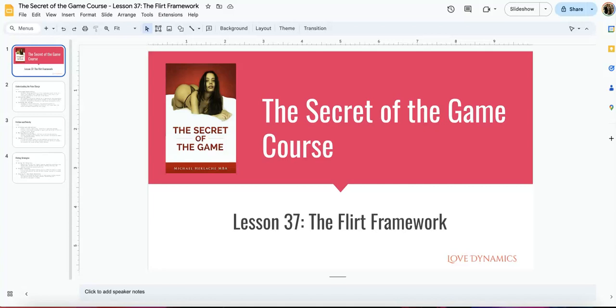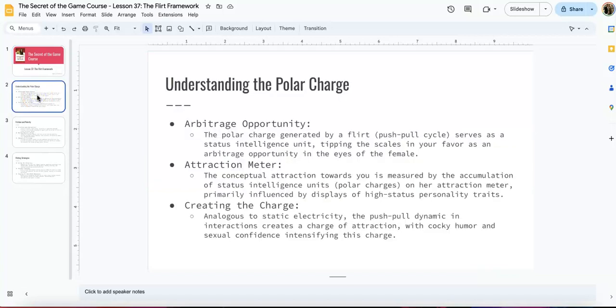We've already gone into a lot about the background of what a flirt is, the algorithm behind it, a push-pull cycle, sending a mixed message. But we're going to dive into the actual Flirt framework today, so that we can start practicing in exercises and testing it in field. And remember, we talked about identifying opportunities for free association, whether it's social, flirting, physicality, and we're going to apply those today. So understanding the polar charge is something we have to become intelligent about.